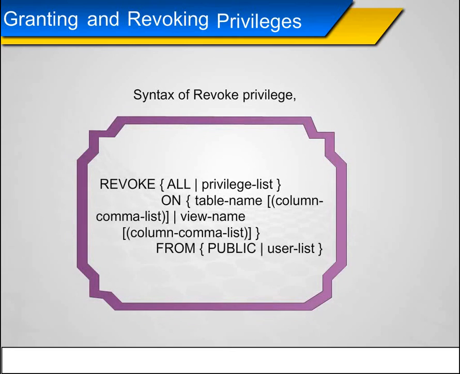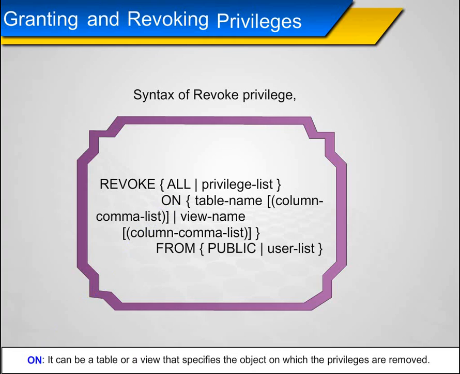Syntax of revoke privilege. Revoke all privilege list on table name column comma list, view name column comma list from public user list. All, revoking all the privileges for the object specified. Privilege list, revoke only the listed privileges. On, it can be a table or a view that specifies the object on which the privileges are removed.